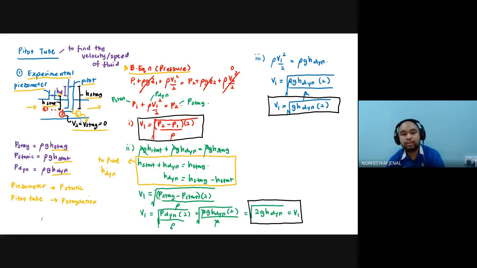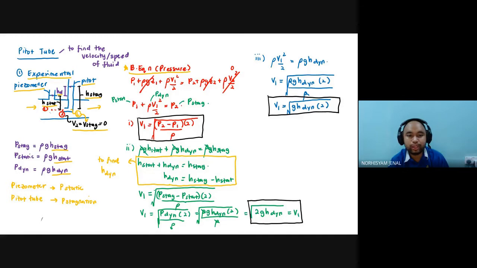So don't make it a habit. As long as V2 is 0, the stagnation point will be 0. Meaning if the pitot tube is V1, V1 is 0. Right now the pitot tube is V2, so V2 is 0. So rho g z, everything, when we cancel out, we get this equation here.